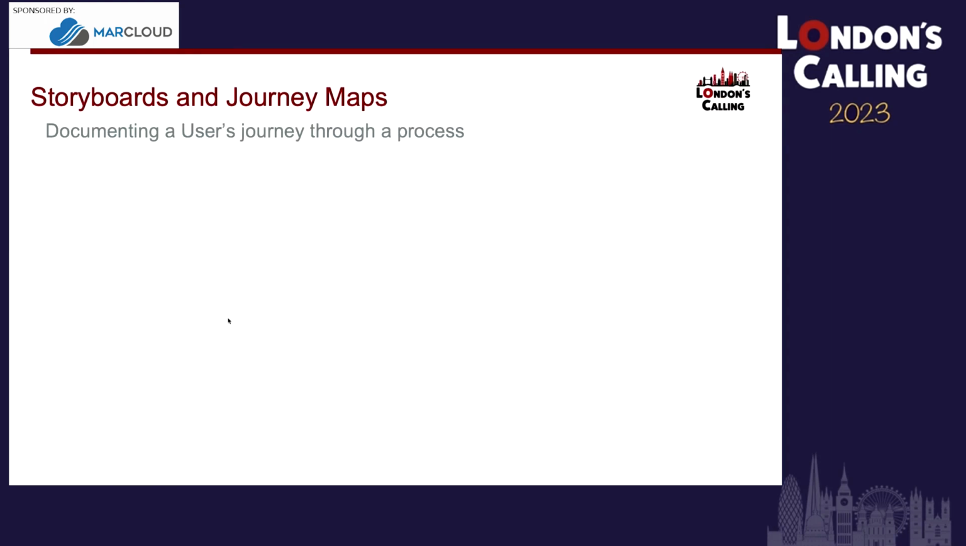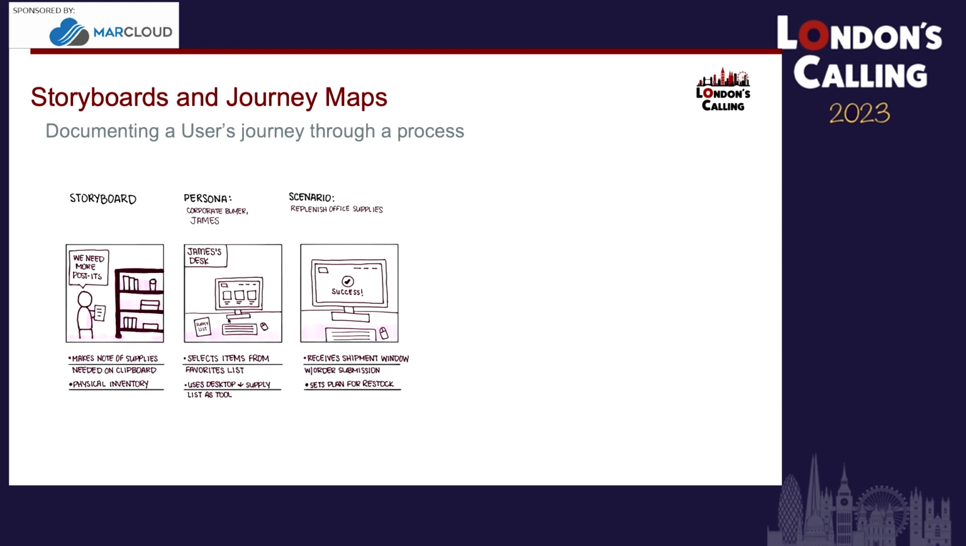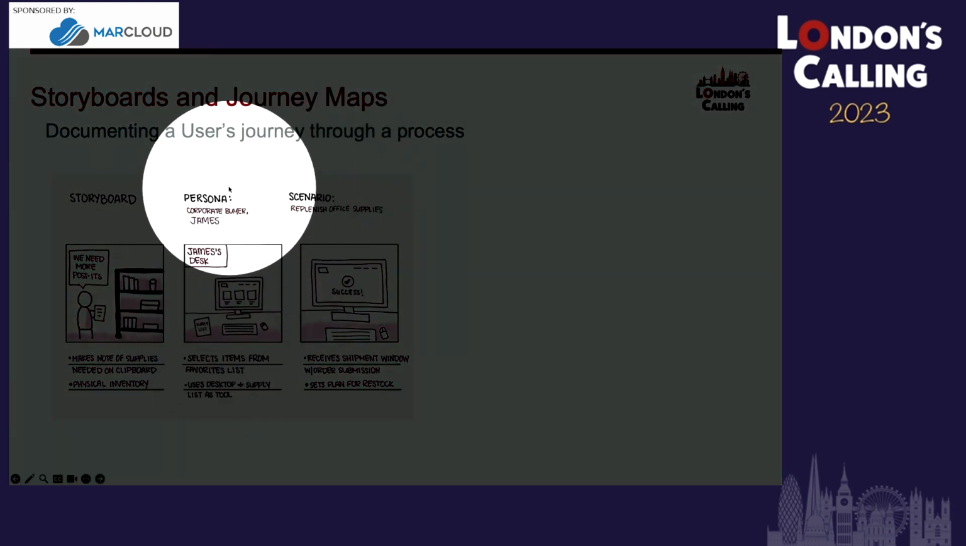Right. Once we've understood the context of our users, and perhaps we've created archetypes, personas, and empathy maps to document this behavior, we can then move on to chart our users' journey through our solution. And we can do this in a couple of ways, with storyboards and journey maps. So a storyboard resembles a comic strip. It has a persona and a scenario.